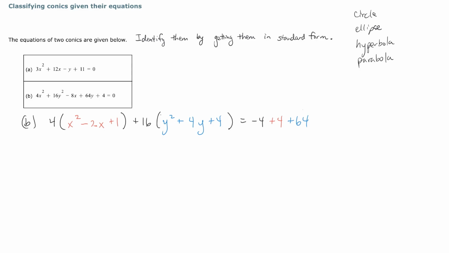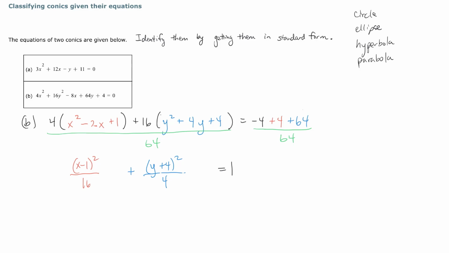Let's see here. Why don't we divide the entire sides by 64 right now? If I divide the entire sides by 64, and then use common denominator, I think we could get this into standard form rather quickly. So we have x minus 1 quantity squared over 16 plus y plus 4 quantity squared over 4 is equal to 1.